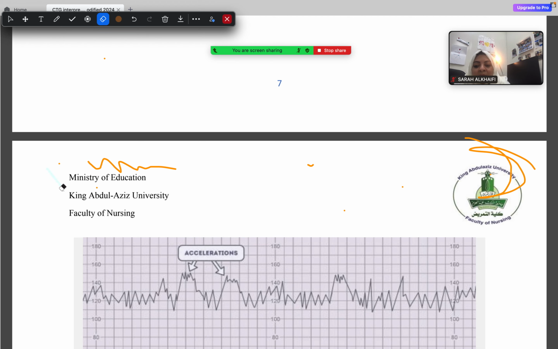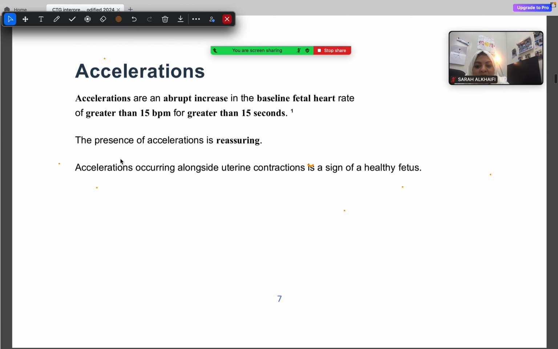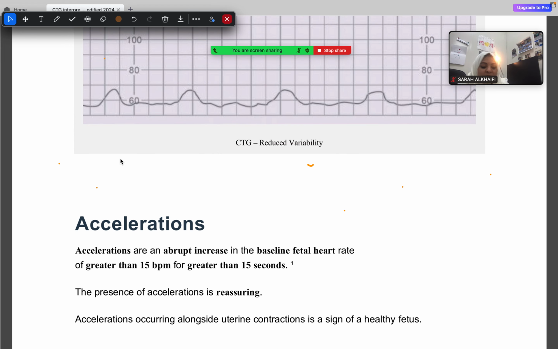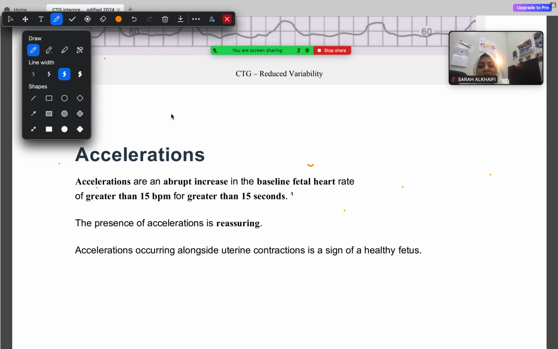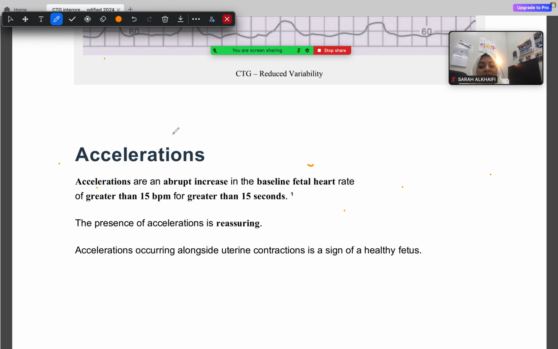Here, okay, we're going to talk about something we call periodic changes. One of the periodic changes is acceleration, which means it doesn't happen all the time, and you can see the changes on the CTG trace itself. Acceleration means an increase in the fetal heart rate. Remember the rule is 15 times 15. Remember this rule, never forget that rule.